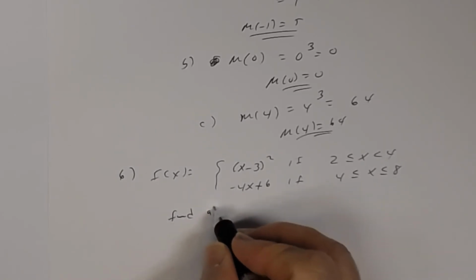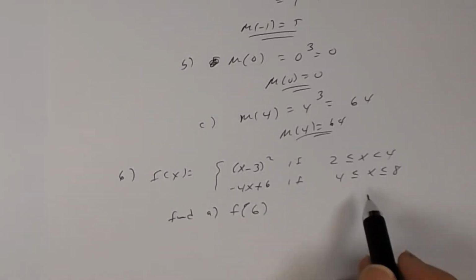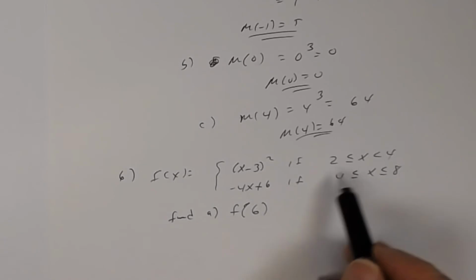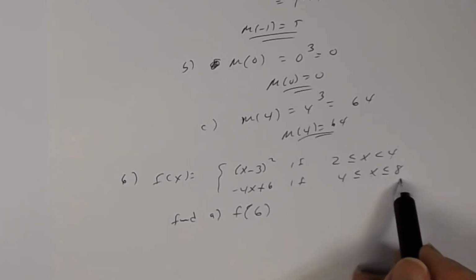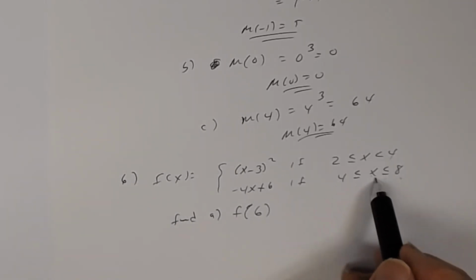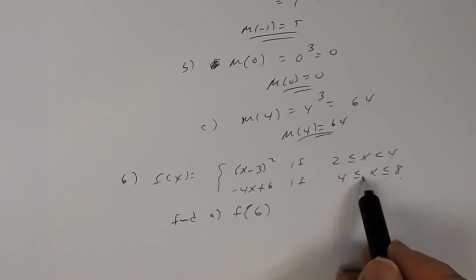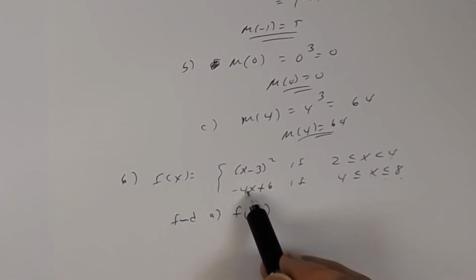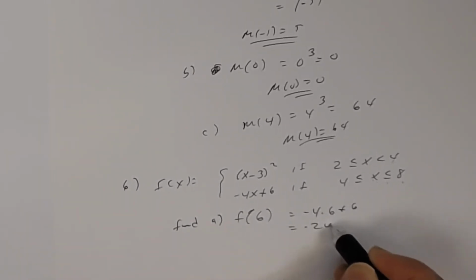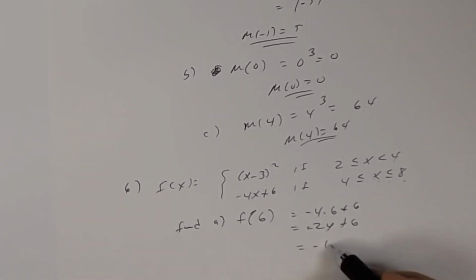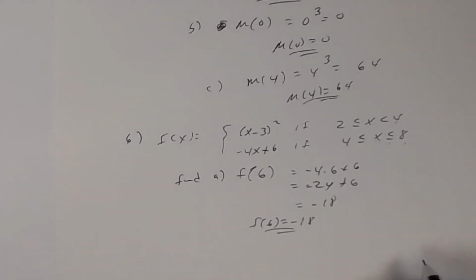So let's say in a you want to find f of 6. We have to determine which one to use. Is 6 in this domain or in this part of the domain? Well, 6 is in here, because 6 is less than or equal to 8, and 4 is less than or equal to 6. If you put 6 here, 6 is not less than 4. So it has to be this one. Where we see the variable x, we substitute 6. So this becomes negative 4 times 6 plus 6. That's negative 24 plus 6, which is negative 18. So f of 6 equals negative 18.